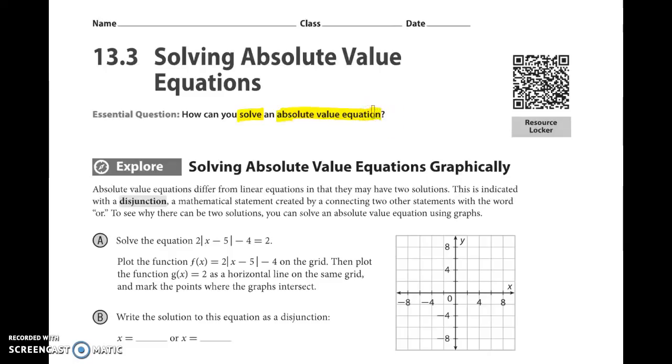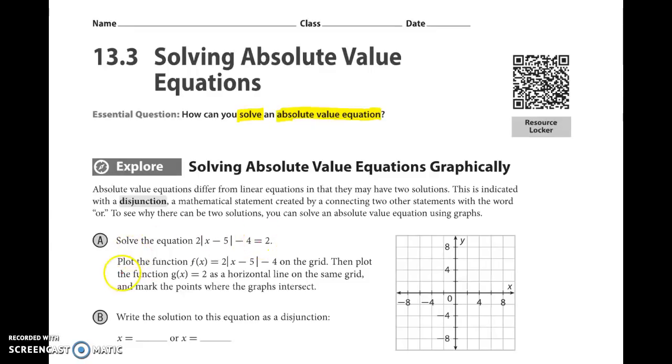So first we're going to explore solving absolute value equations graphically, and we're going to kind of see what that would look like. So an absolute value equation differs from linear equations in that it may have two solutions. This is indicated with a disjunction, a mathematical statement created by connecting two other statements with the word or. To see why there can be two solutions, you can solve an absolute value equation graphically, or using graphs. So to start, it wants us to solve this.